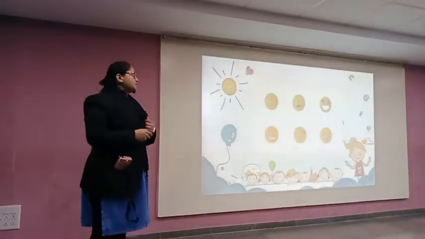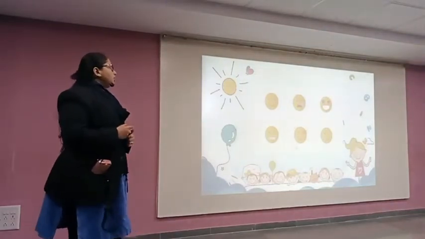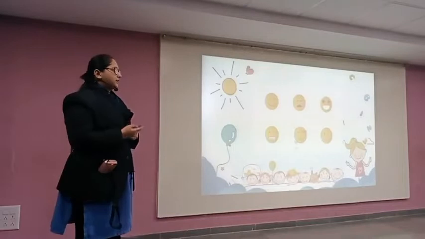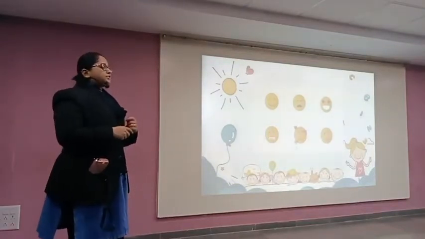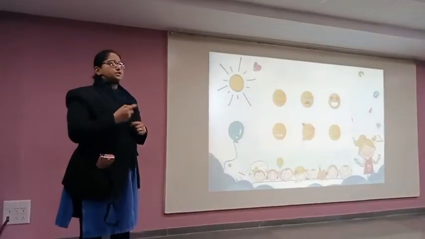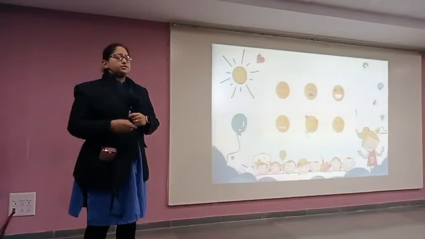Here you can see some emojis. Students like emojis, that's why I selected this. You can see here happy, cry, excited, angry, love. A child has emotions or mood swings rapidly. Happy to sad, anger to exhaustion, very rapidly.